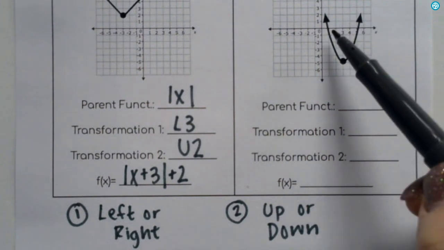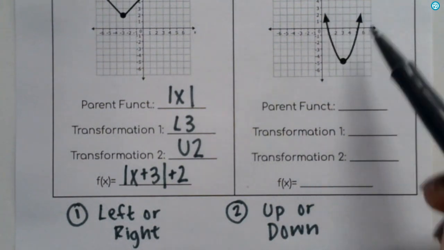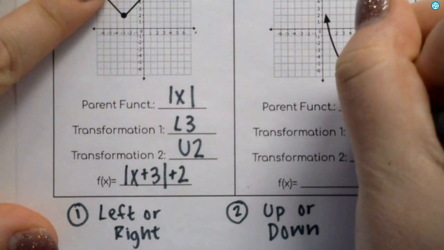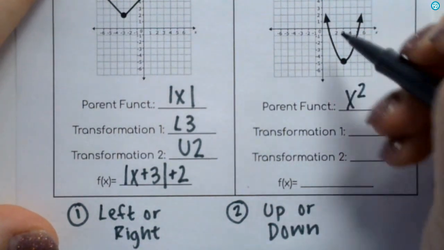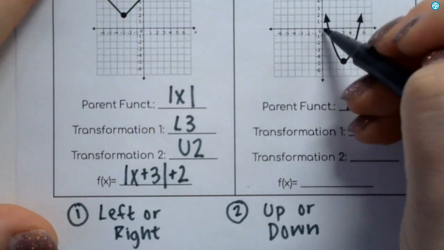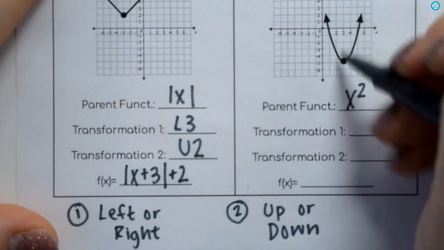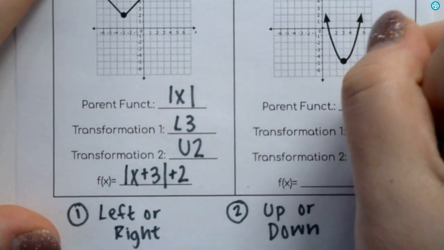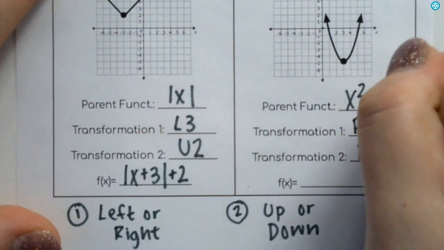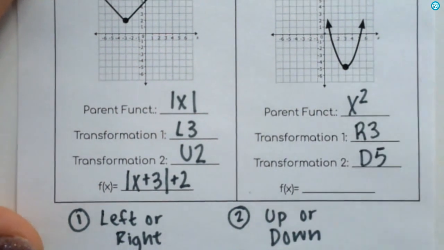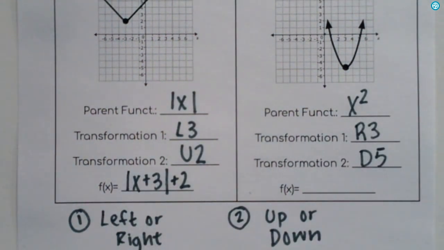The last one, this is a U-shaped graph, so it's x squared. And then we always go left or right and then up or down. So my graph has gone right 3 and then down 5. Right 3, down 5. Try to make the middle point really obvious by putting that dot on there.